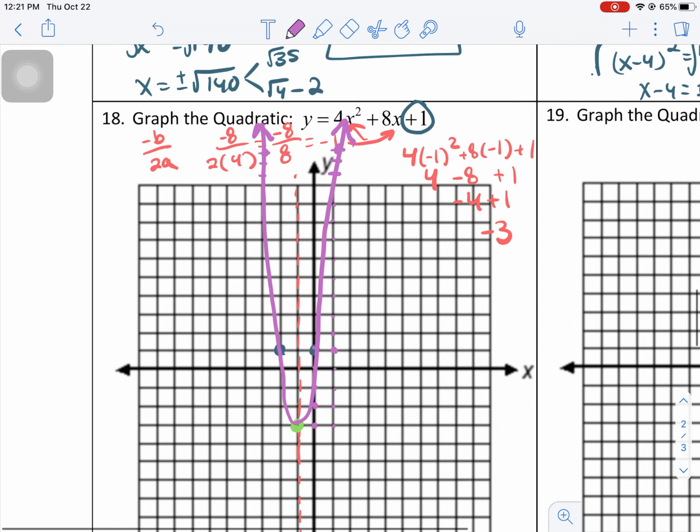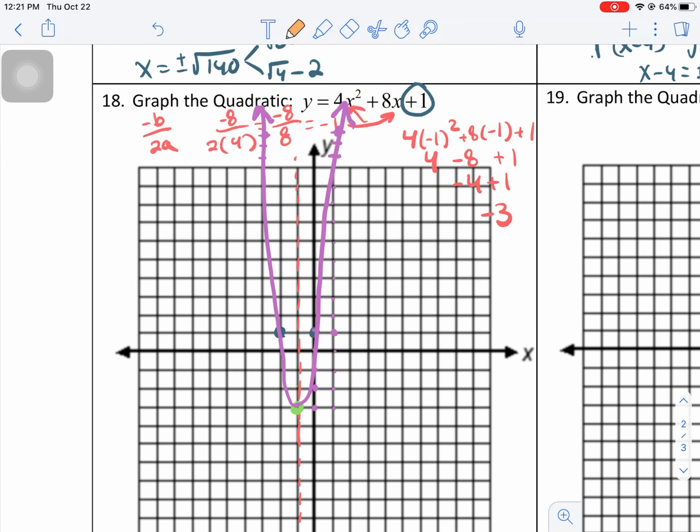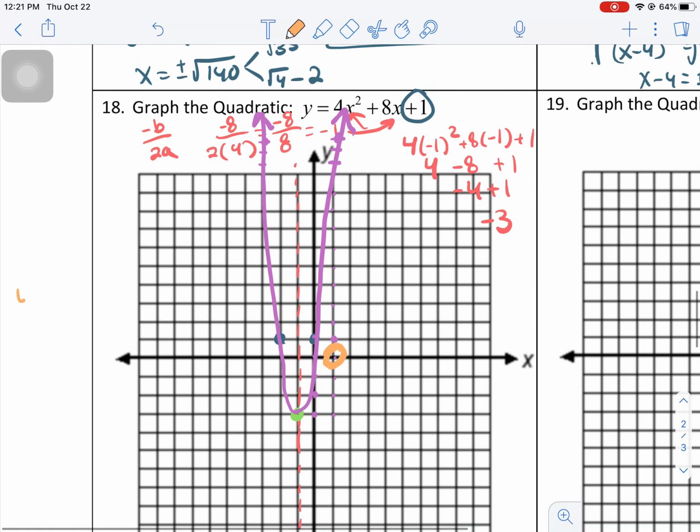Okay? If you're struggling with the a value, what I recommend is just plugging in the next closest value to the vertex. In this case, we would plug in x equals 1, right? So if we plugged in x equals 1, it'd be 4 times 1 squared plus 8 times 1 plus 1. So that's 4 plus 8 plus 1, which is 13. So then we're going to go 1, 2, 3, up to 13. And then we map across that axis of symmetry to the other 13.